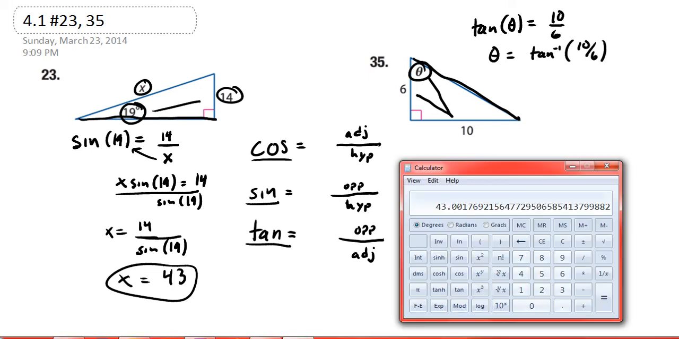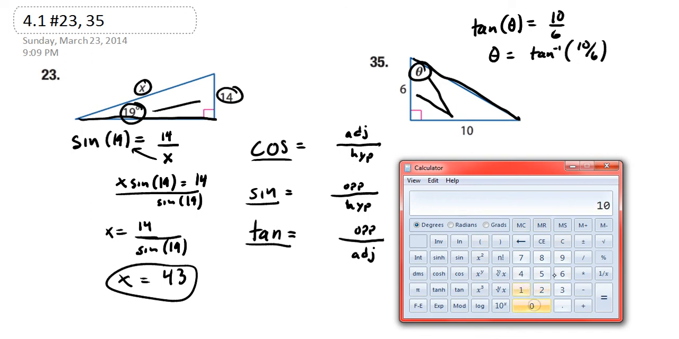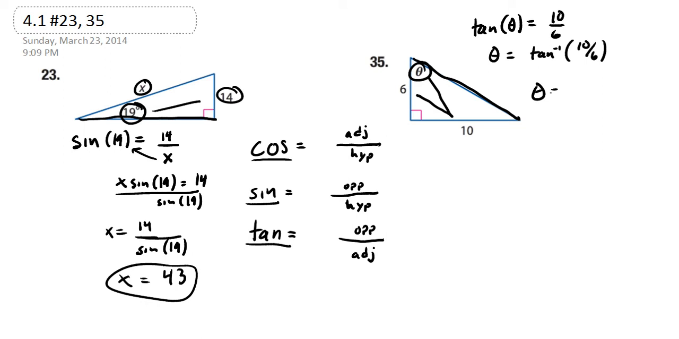So if we go to our calculator, you can do 10 over 6, inverse tangent of that, 59.036. We just want to round to the nearest tenth, so that just comes out to theta equals 59 degrees. So circle that. And you can check this very simply by just pretending that there's another angle here, phi.